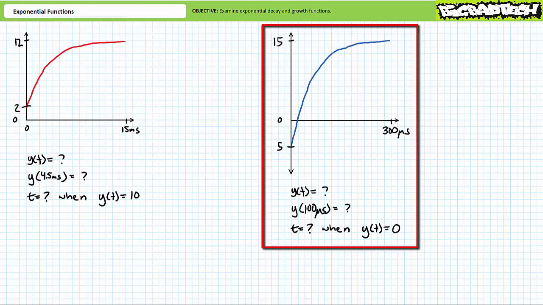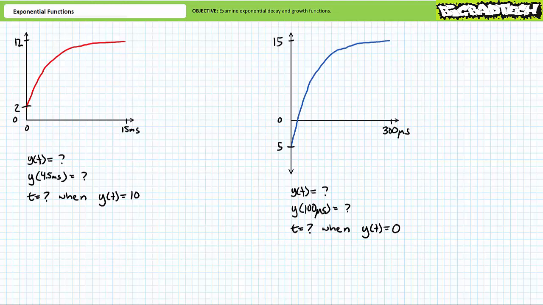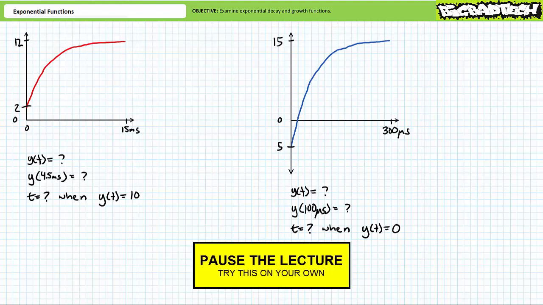The second example on the right features a function that starts at -5 and grows to 15 over a span of 300 microseconds. Obviously, these graphs are in different scales. As with the first example, format this using the more comprehensive growth function formula. Once you've got the formula in the desired format, see if you can solve for the y value at t equals 100 microseconds. Additionally, see if you can solve for the time value when y equals 0. By all means, pause the lecture and try this on your own. If you're tracking, you should have obtained the following results.